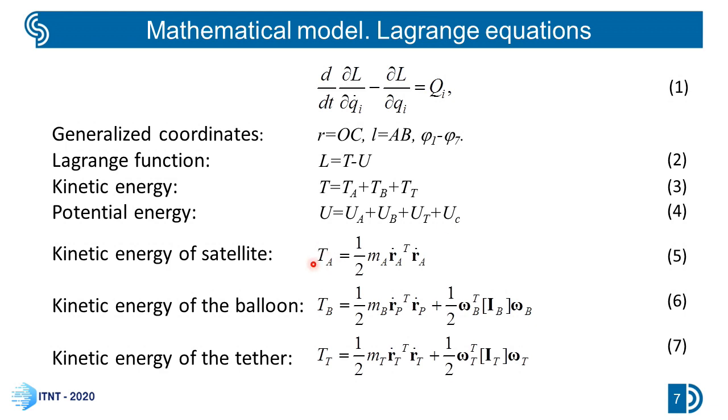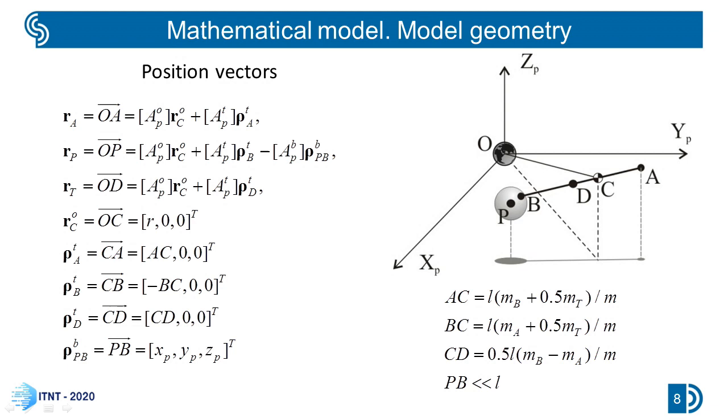Here you can see the kinetic energy in matrix form. M are masses, R are position vectors, omega are angular velocity vectors, and I are inertia tensor matrices.